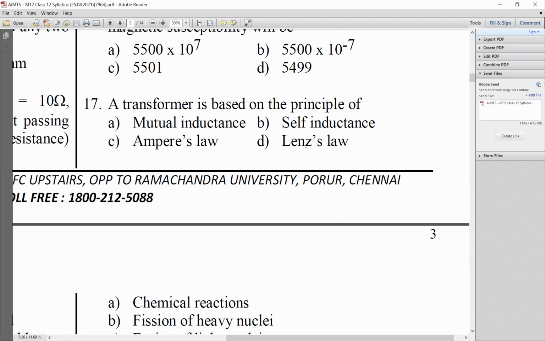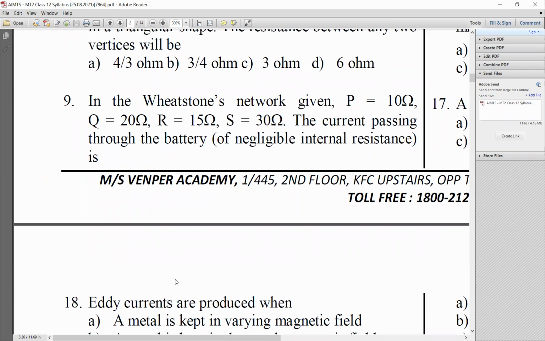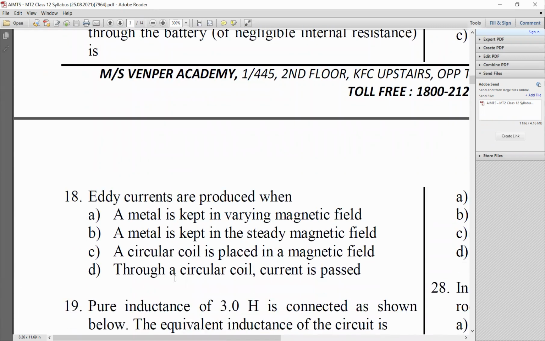Coming to question number 18. Eddy currents are produced when? See, eddy currents will be produced when a metal is kept in a varying magnetic field. A metal kept in a steady magnetic field? A circular coil placed in a magnetic field? No, a metal is kept in a varying magnetic field. Only then will eddy current be produced. Theoretical based question.